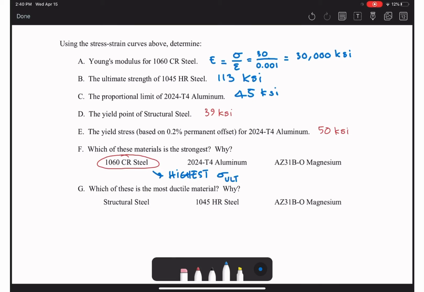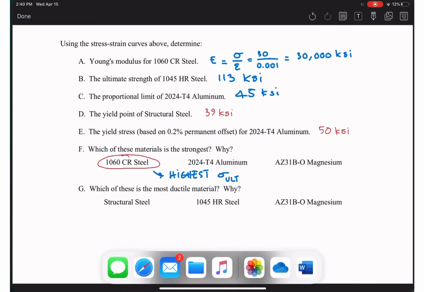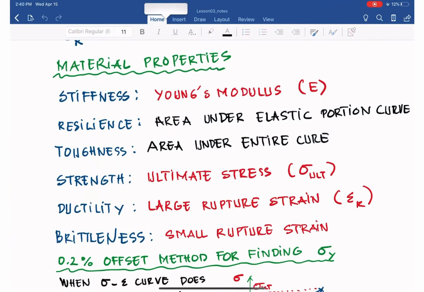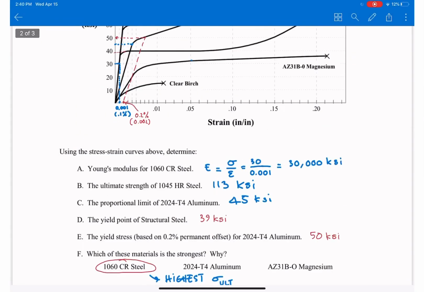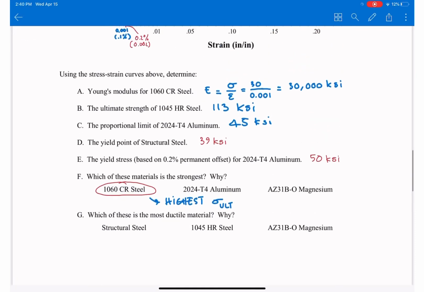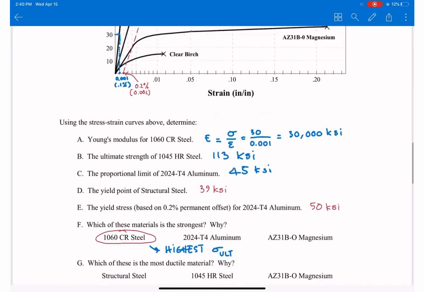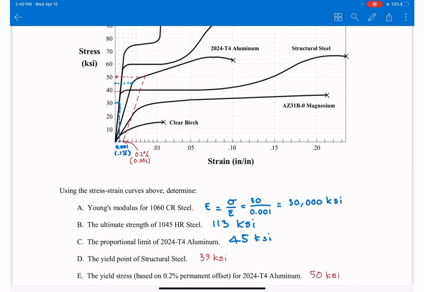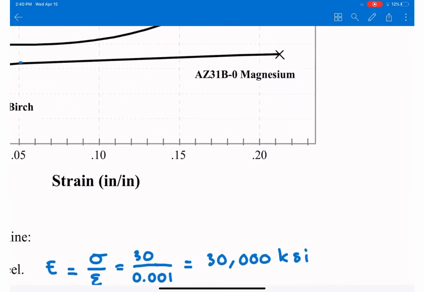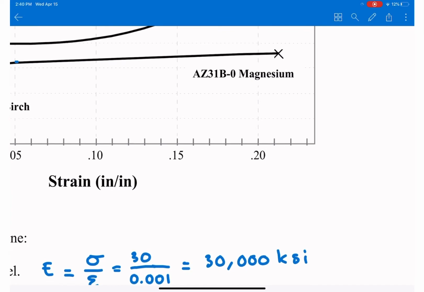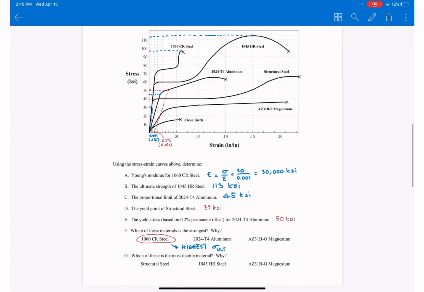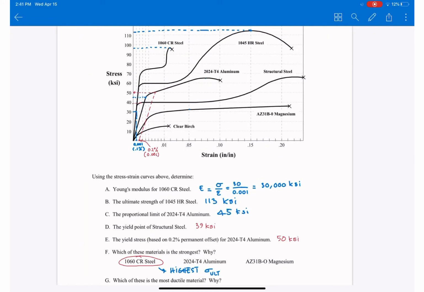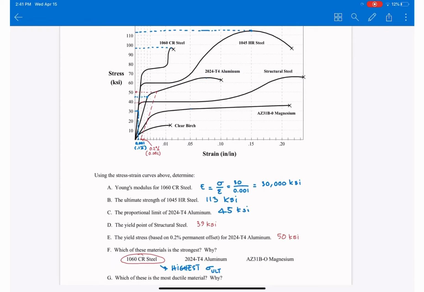Which of these materials is the most ductile material, and why? Going back to the note, ductility measures the large rupture strain. Large rupture strain in here. Rupture strain for structural steel, as you can see, goes far out here. It's almost 0.24 inch over inch, and among all of these materials on the curve, the structural steel has the highest rupture strain.